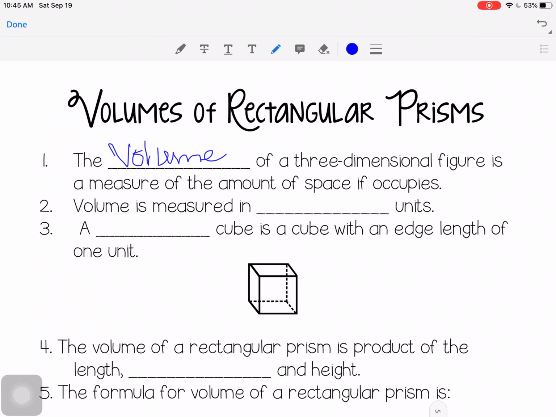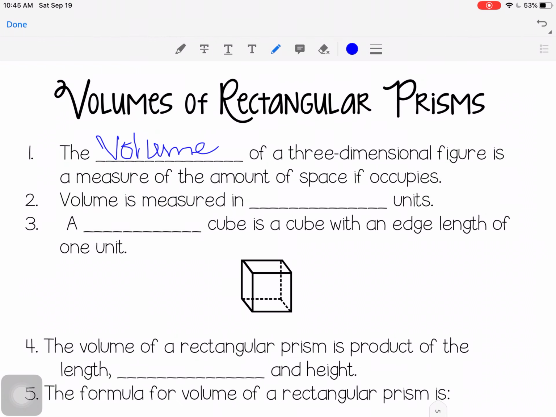All right. Volume is measured in cubic units or units cubed. Okay, remember area is measured in units squared. Surface area is measured in units squared. And volume is measured in units cubed or cubic units. A unit cube is a cube with an edge length of 1 unit. So each side of this cube measures 1 unit.